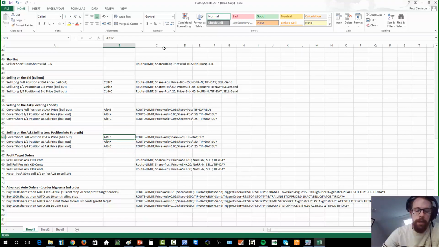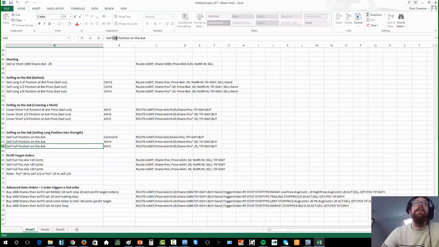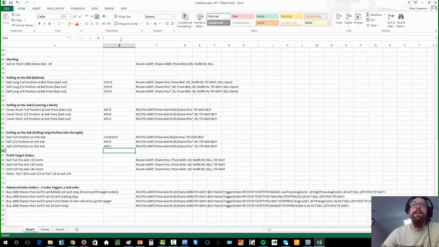This would be control plus L, no, sorry, control plus K is sell full position on the ask. And then I'll just copy, paste. This one is going to be quarter, and this one will be half. Okay, so these orders are control plus L and control plus semicolon.